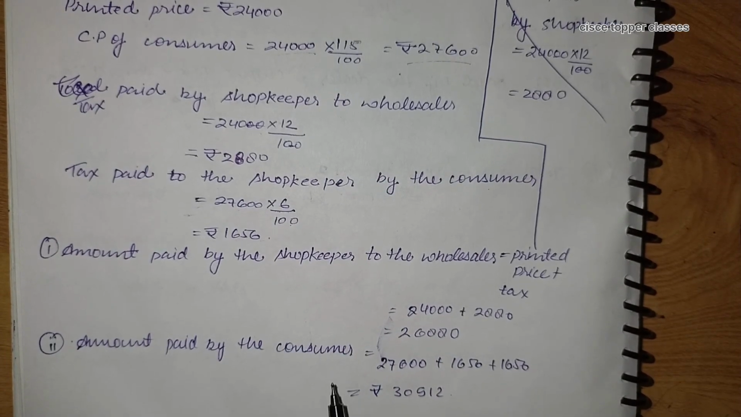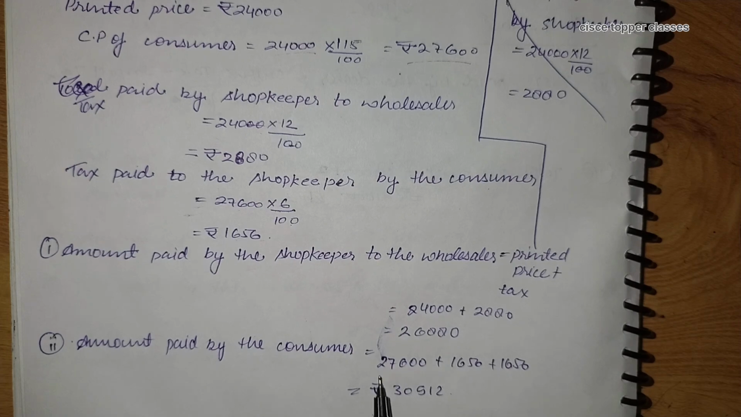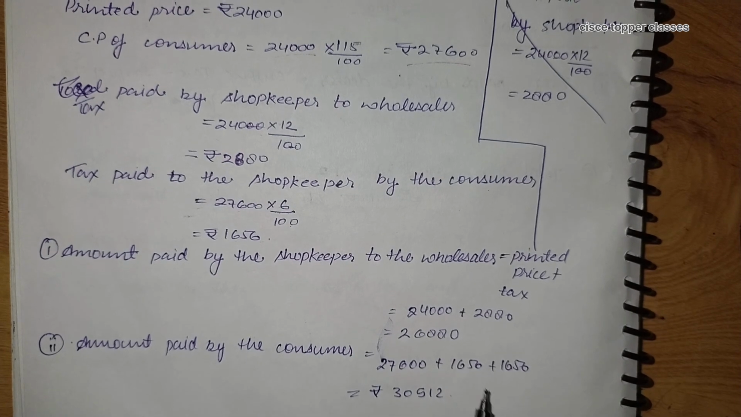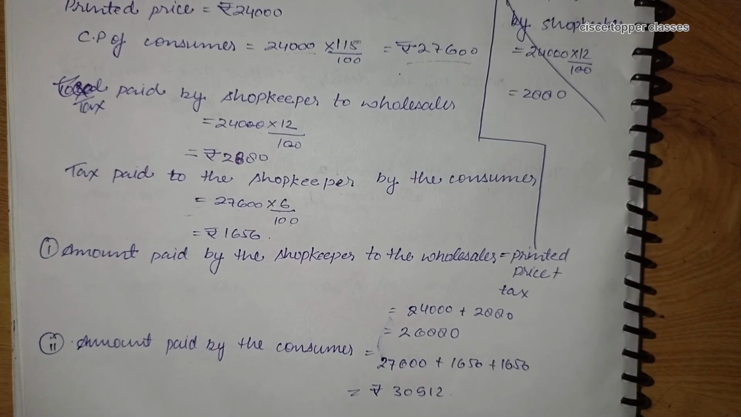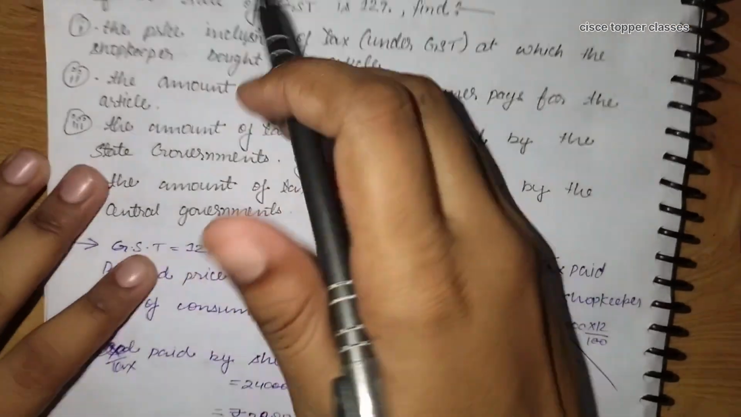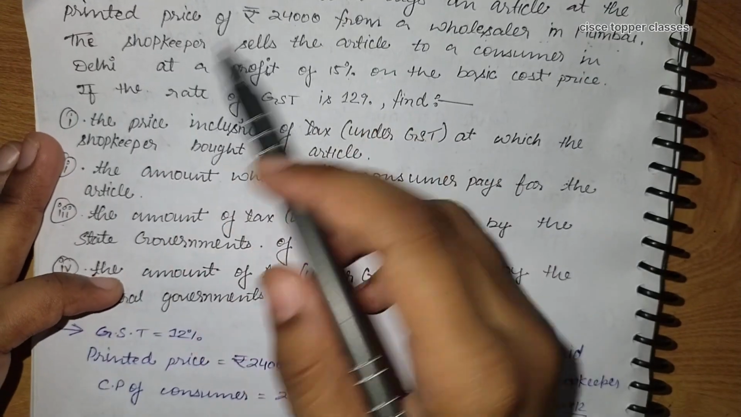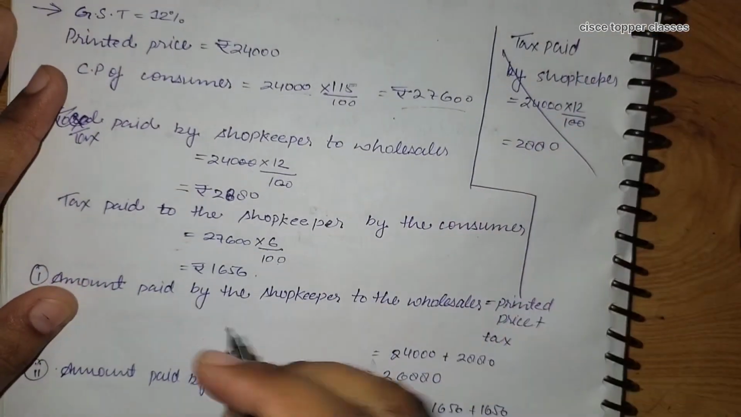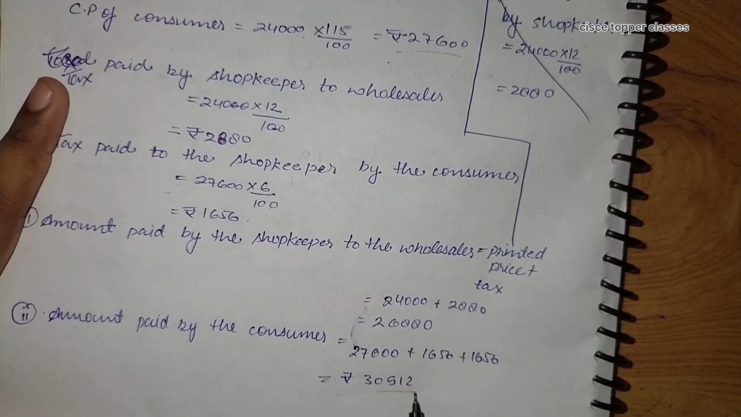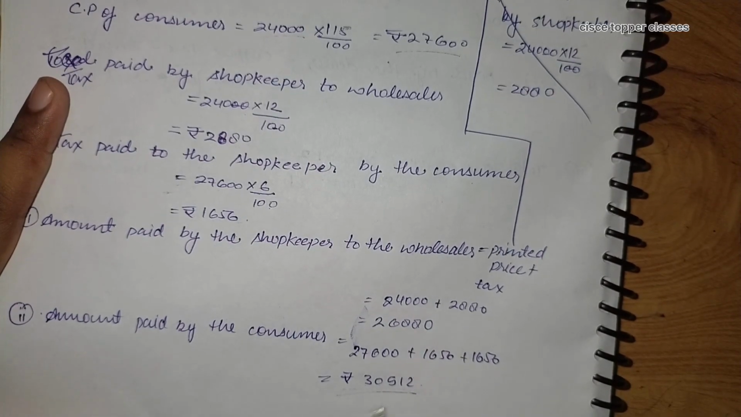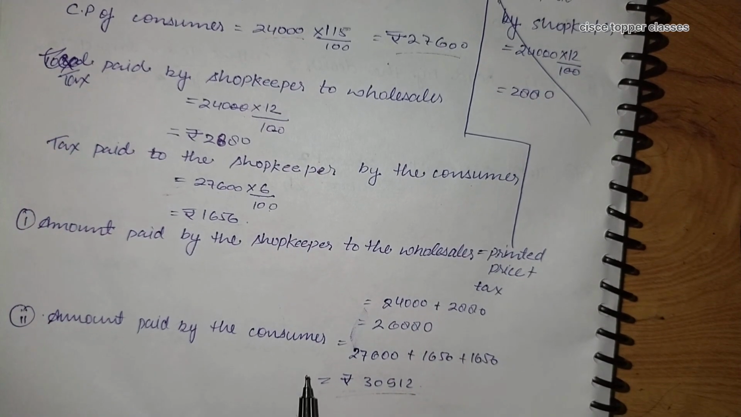Now the amount paid by the consumer will be 27,600 plus 1656 and then 1656, because here the shopkeeper sold it in Delhi only. Hence we have intrastate. This is why we found CGST and SGST, and from that we added and get the answer as 30,912 rupees as the amount paid by the consumer.